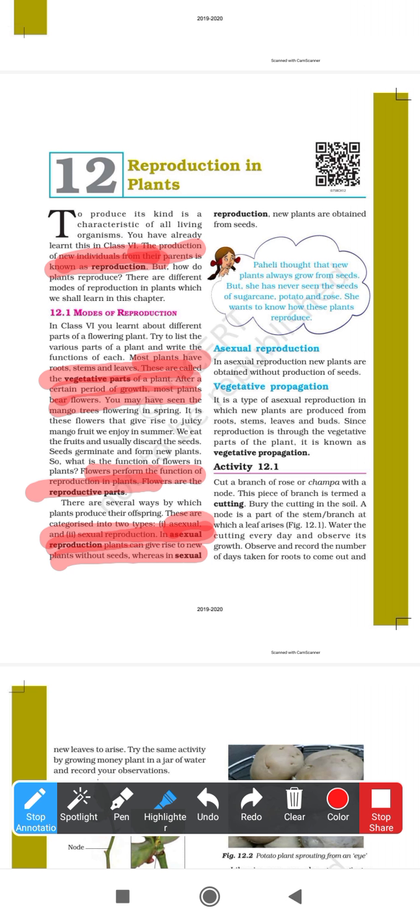And here, what do you mean by asexual reproduction and what do you mean by sexual reproduction? In asexual reproduction, the first is vegetative reproduction or vegetative propagation. In vegetative propagation, you have to learn the definition of it, right? So this many things you are supposed to learn in this page.